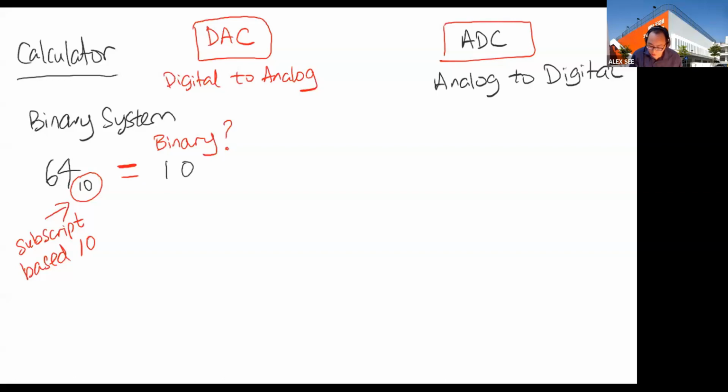1 0 0 0 0 0 0. 1 2 3 4 5 6 7, 7-bit. Is it correct? And I put base 2 here.